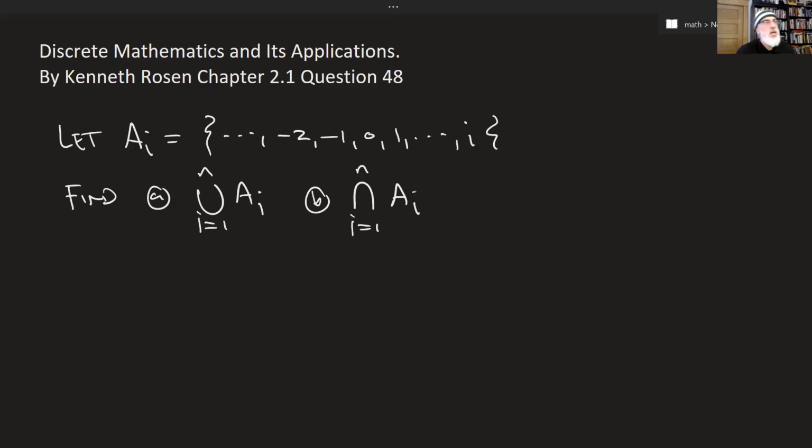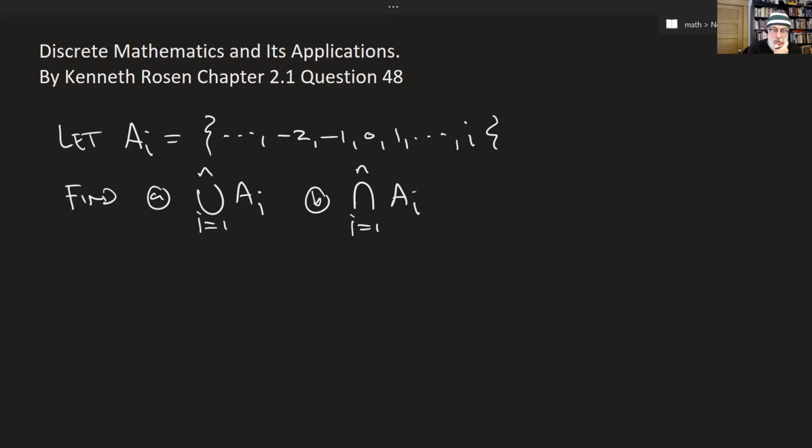We are doing another Rosen question from chapter 2.1, question 48. That's somewhat similar to question 47. The definition of A sub i is a little different, but we're supposed to find the intersection and union of the sets A sub i from 1 to n.